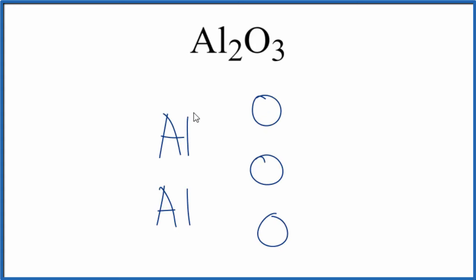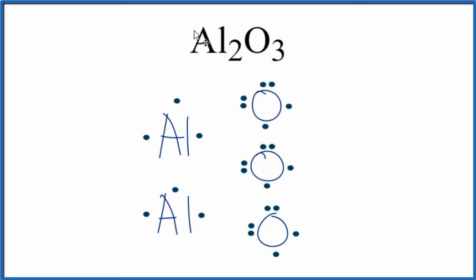So on the periodic table, aluminum is in group 13, sometimes called 3A. It has 3 valence electrons. I'm just going to put 3 valence electrons around each aluminum atom. Oxygen's in group 16, sometimes called 6A. It has 6 valence electrons. So we'll put 6 valence electrons around each oxygen atom.